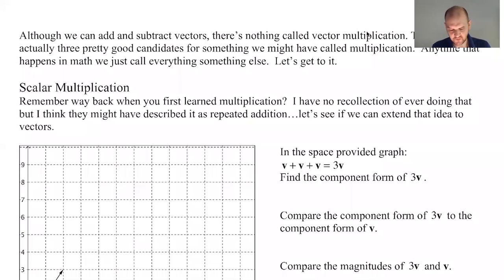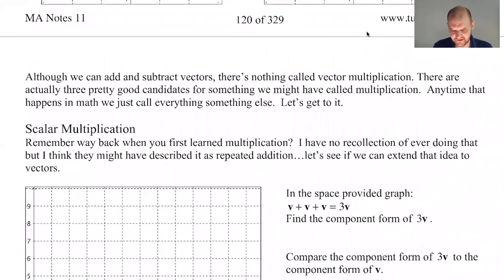All right, we're back. We're on page 121 of math analysis, and we are still talking about two-dimensional vectors. We just talked about component form, adding them, subtracting them. We looked at GeoGebra to see how we can move them around and make that happen. Now what we want to do is talk about multiplication. Addition, subtraction, we're good. Multiplication, does it exist?